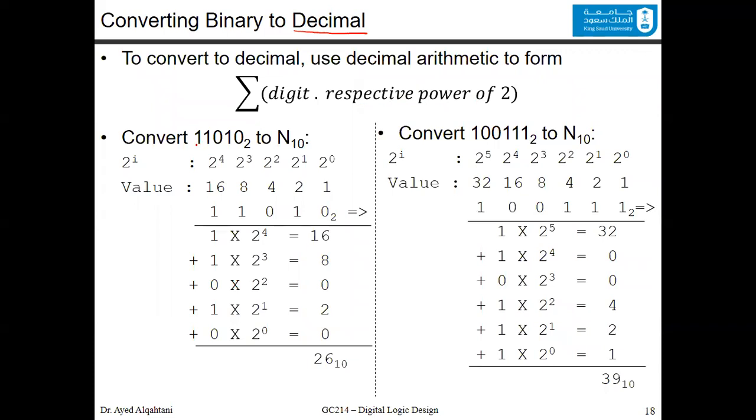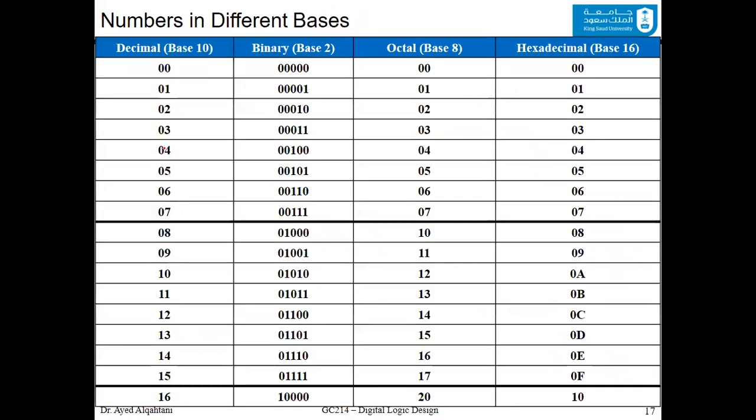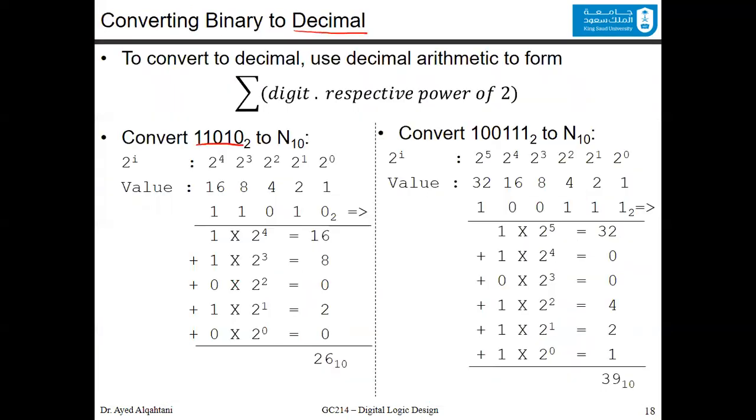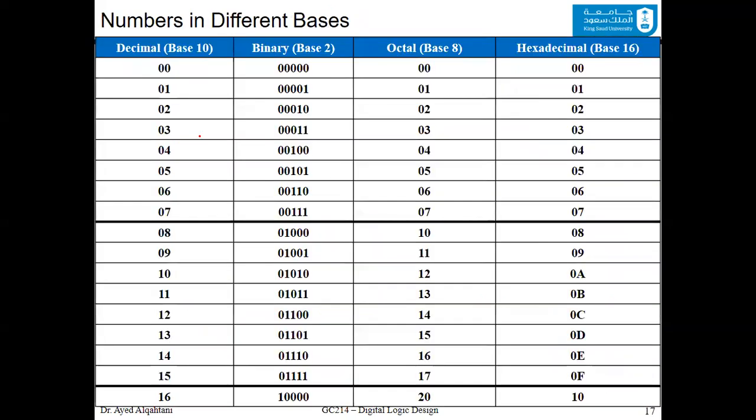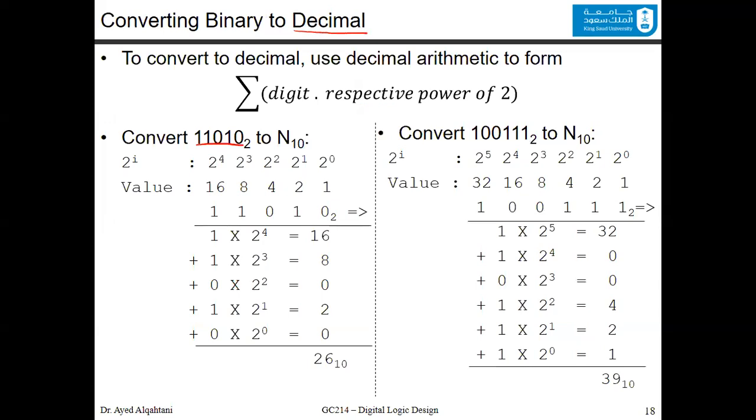For example, if we have this number in binary, 0, 1, 0, 1, 1, and you try to find it in this table, it's not there. So what to do? We cannot use the table. To convert it to decimal, we should know the weight of each position.